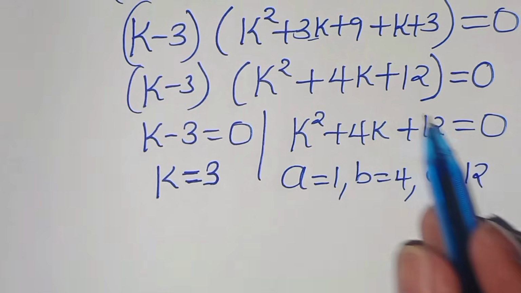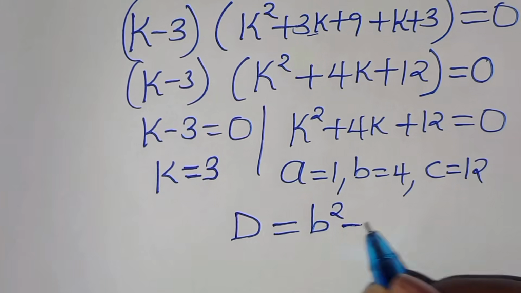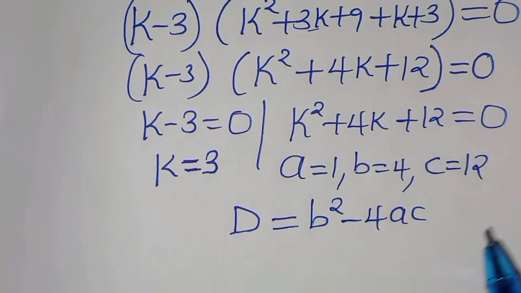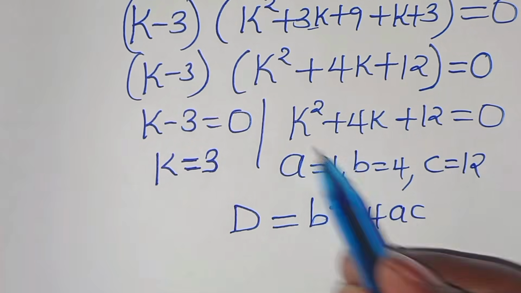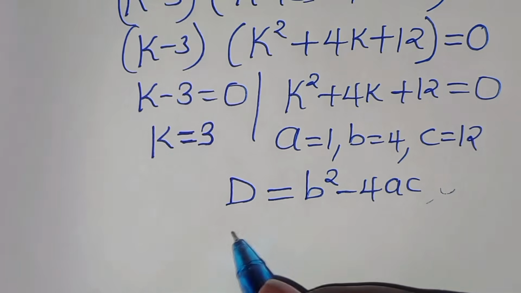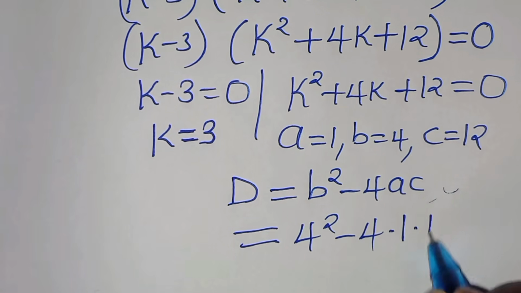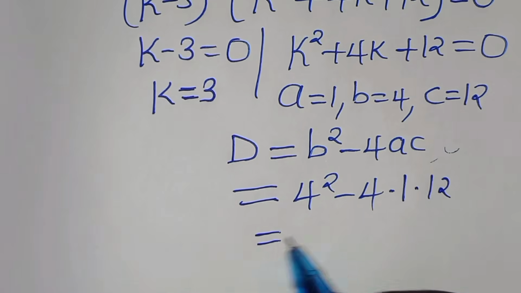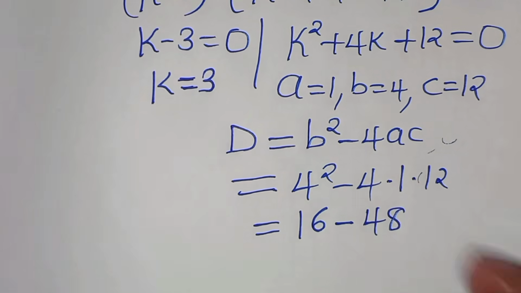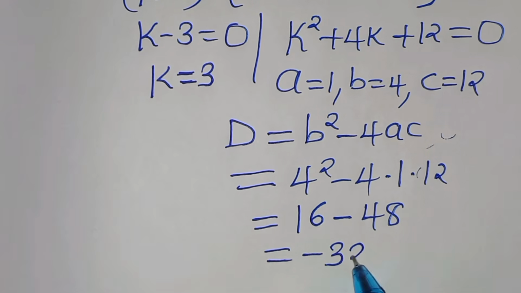Let's assess the nature of the roots of this quadratic equation by determining the discriminant value, which is b squared minus 4ac. If the discriminant value is less than 0, that means that the roots of this quadratic equation are complex roots. If it is greater than 0, the roots are real roots. So this is equal to 4 squared minus 4 times a, which is 1, times c, which is 12. So this is equal to 4 squared, which is 16, minus 4 times 12, this is 48. So we have 16 minus 48, and this is equal to negative 32.